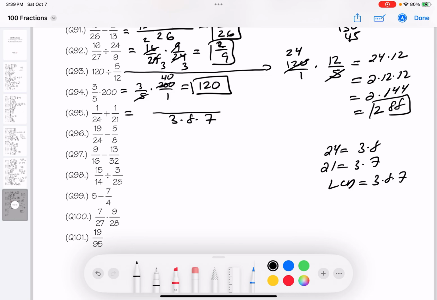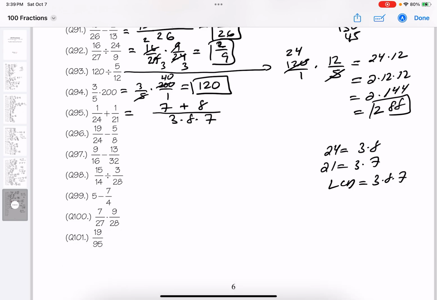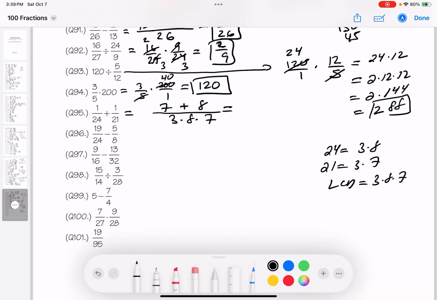So 24 is 3 times 8, so I need a 7. So it's going to be 7 now. Plus, that's going to be plus 8 now. And why is that? 3 times 7 is 21, I need an 8 there. So what do you get over here? 15 over 3 times 8 times 7. I'm going to reduce it by 3. 3 goes into 3 once, and goes into 15 5 times. So you get 5 over 56.